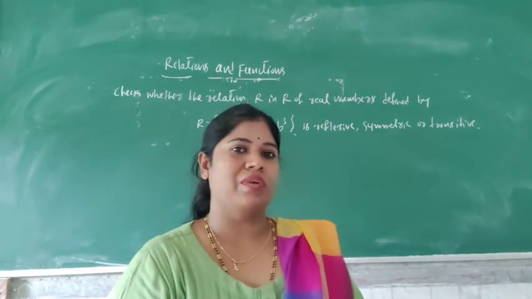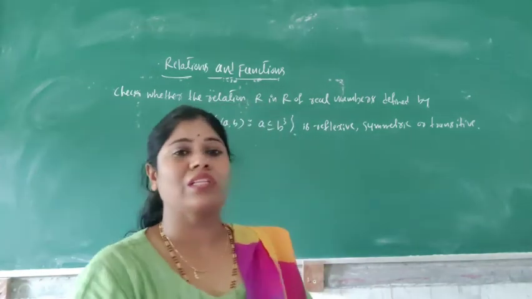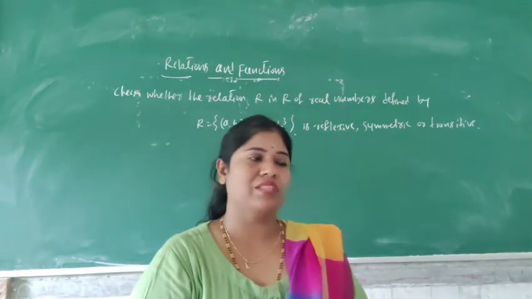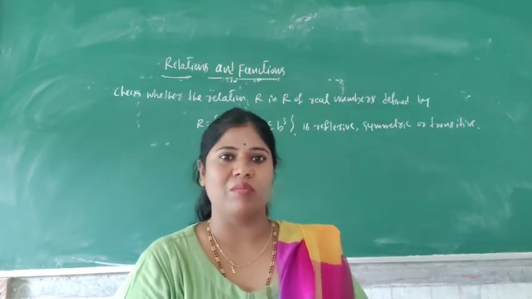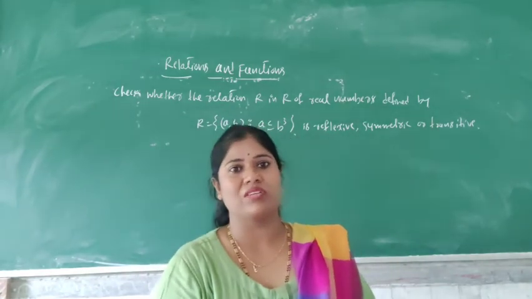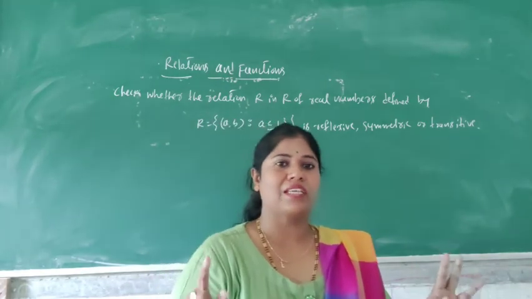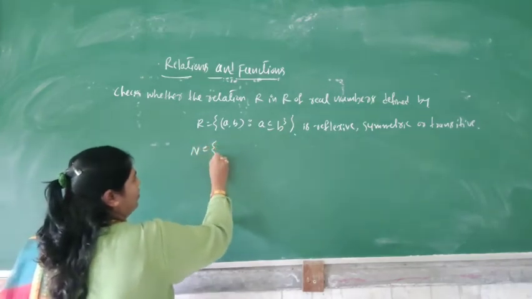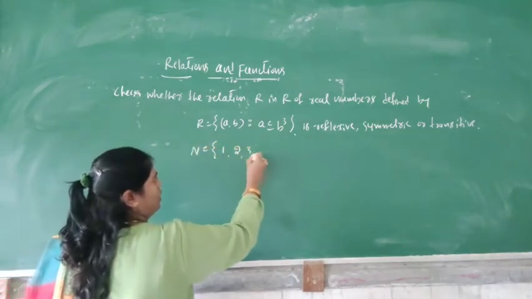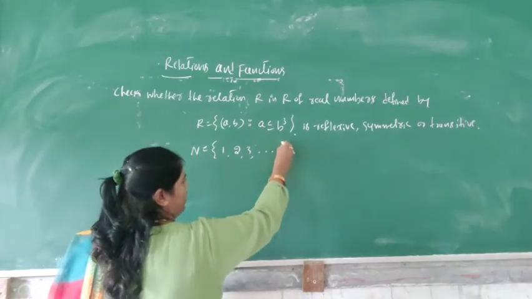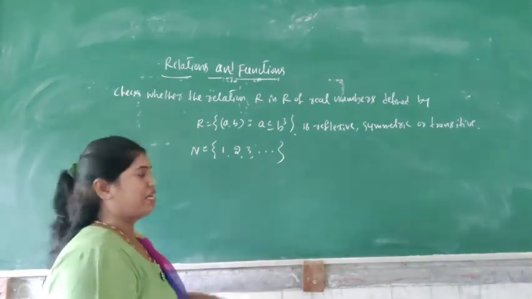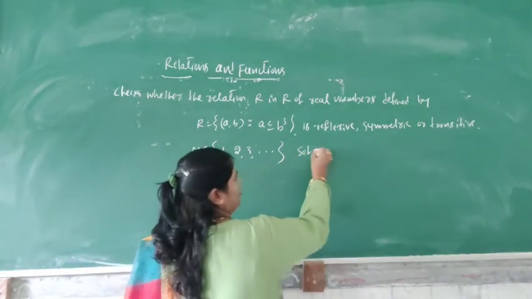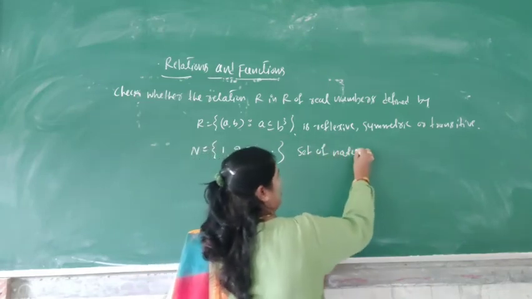What are real numbers? Any numbers that can be found on the number line. So the set of natural numbers also comes in. What are natural numbers? Counting numbers are called natural numbers. So 1 is the smallest natural number. That is N equals 1, 2, 3, and so on. Only 3 dots we have to write. To write an infinite set, only 3 dots are enough. So this is the set of natural numbers.